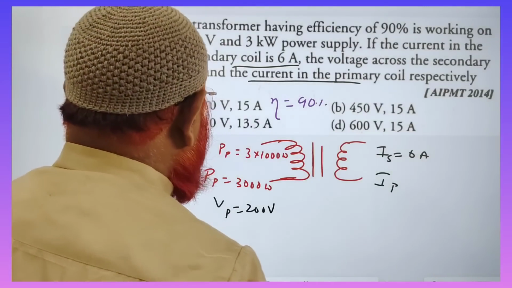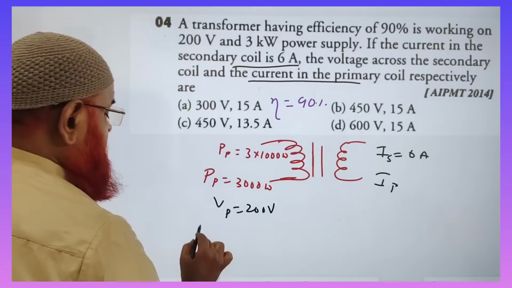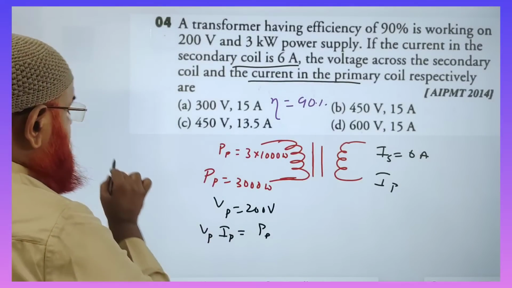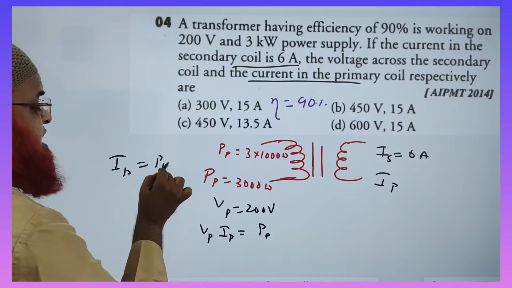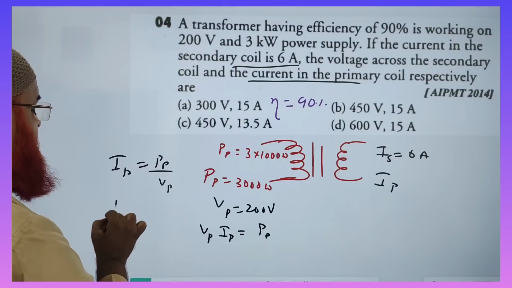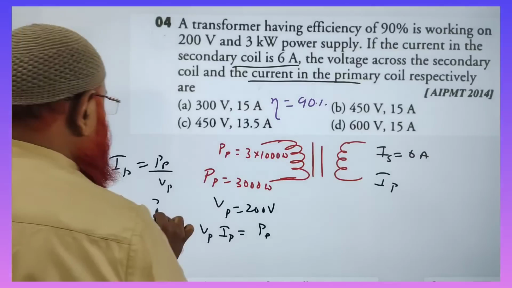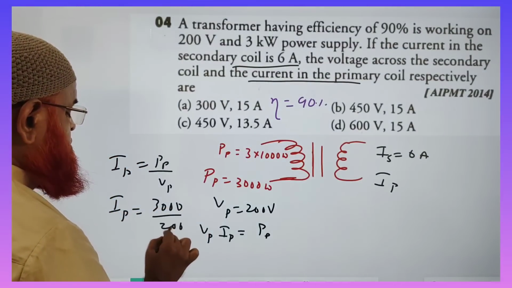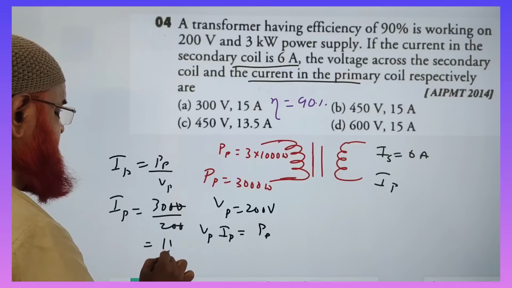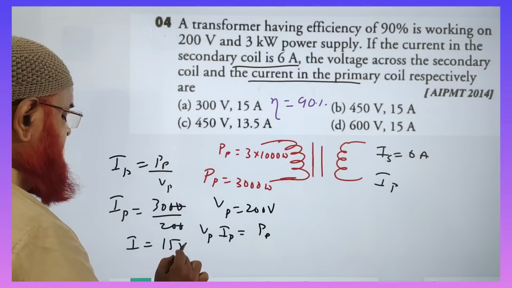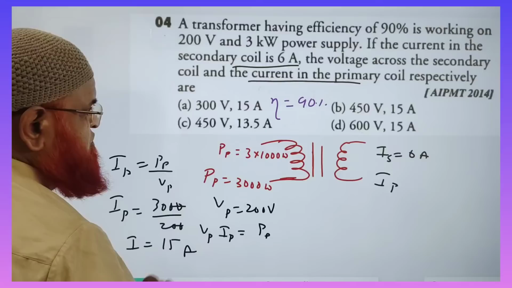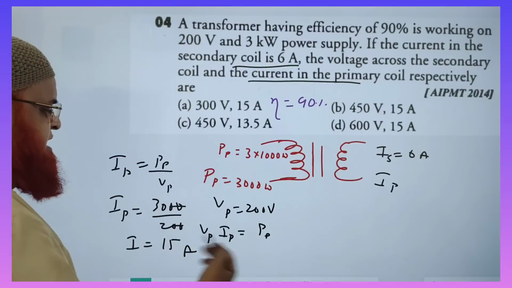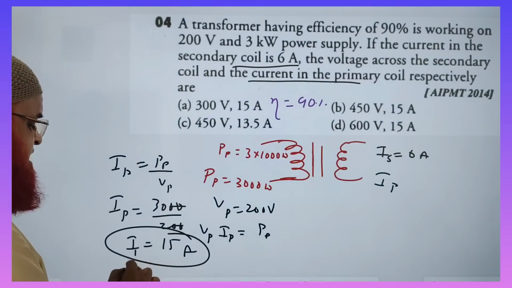Now you should know one thing: voltage at the primary times current at the primary is equal to power at the primary. Current at the primary is equal to power at the primary divided by voltage at the primary. Power at the primary is 3000. Voltage at the primary is 200 volts. So how much is left? 15 amperes. So current in the primary is 15.